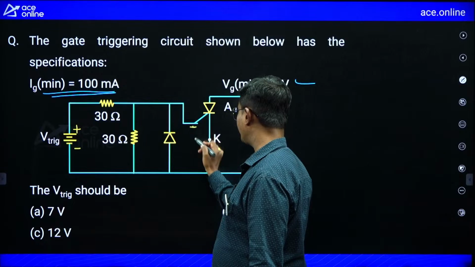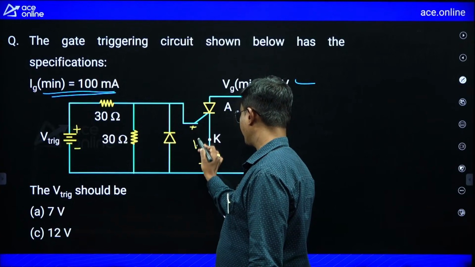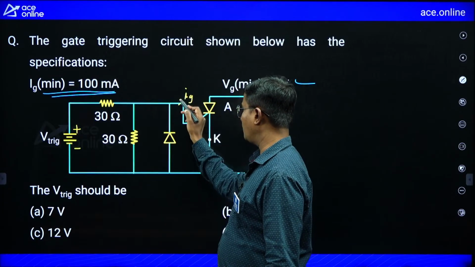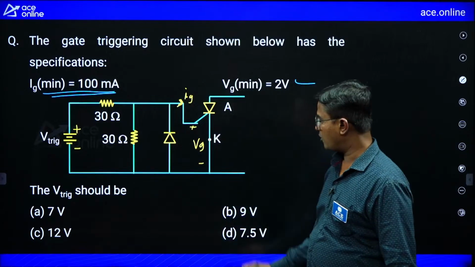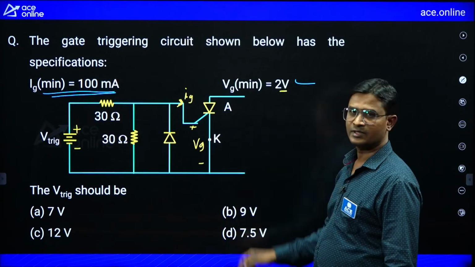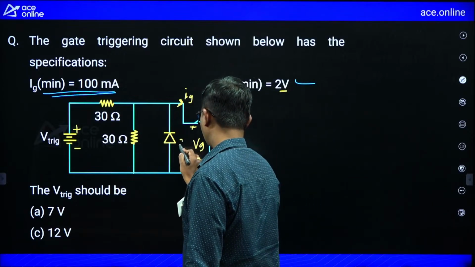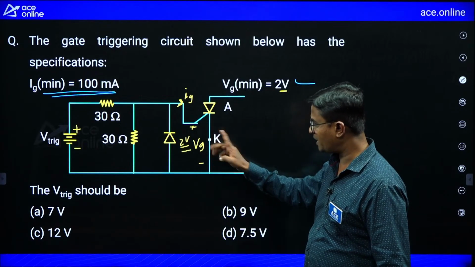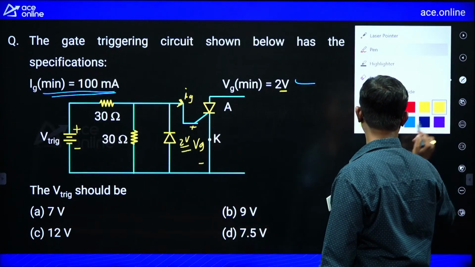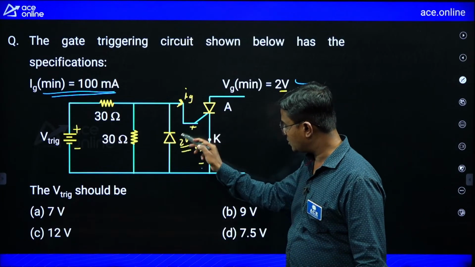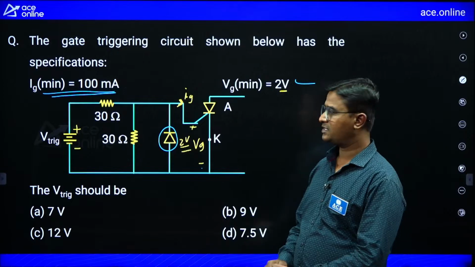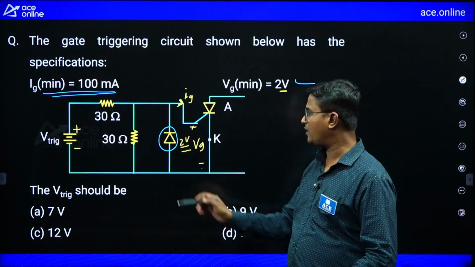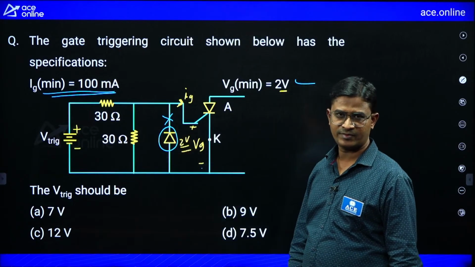VG means this voltage. This is my VG. And IG is this current. Now, to turn on the SCR, how much voltage is required here? 2 volt. So this voltage is now 2 volt. If I have the voltage here 2 volt with the polarity plus here, minus here, what is the status of my diode? It is like a higher potential at the cathode, lower potential at the anode. The diode will be in reverse bias mode. Diode reverse means no current will flow in this branch.